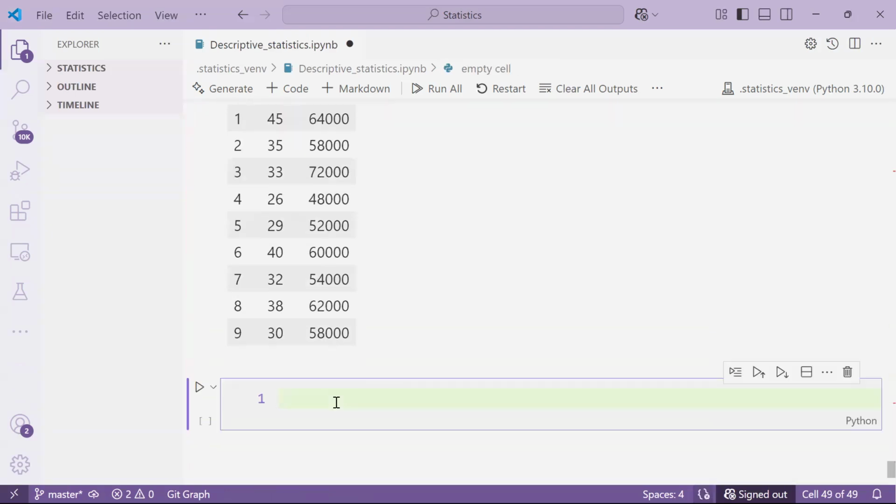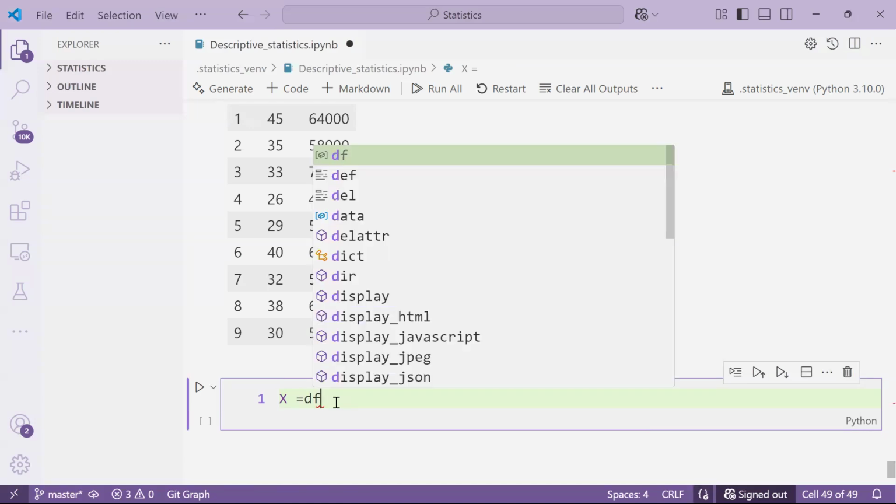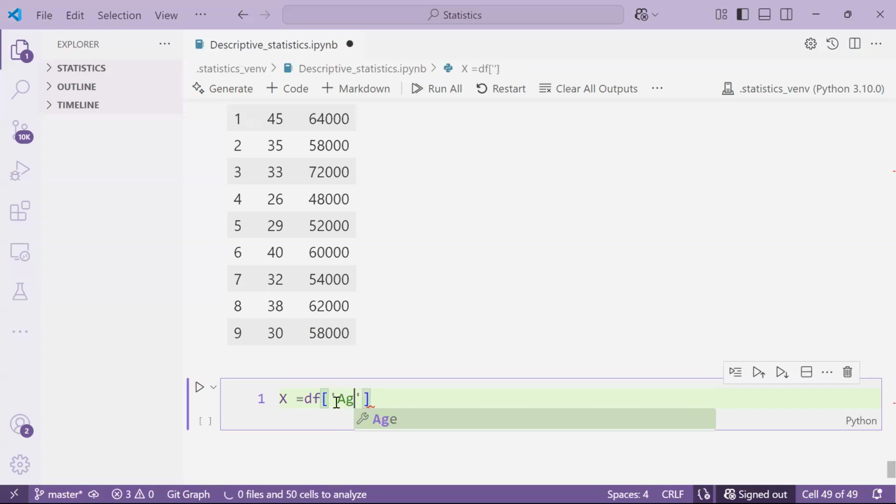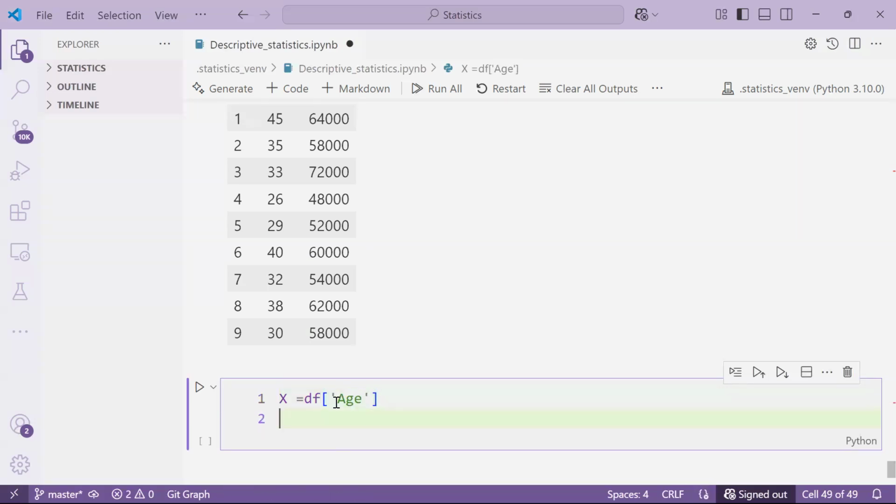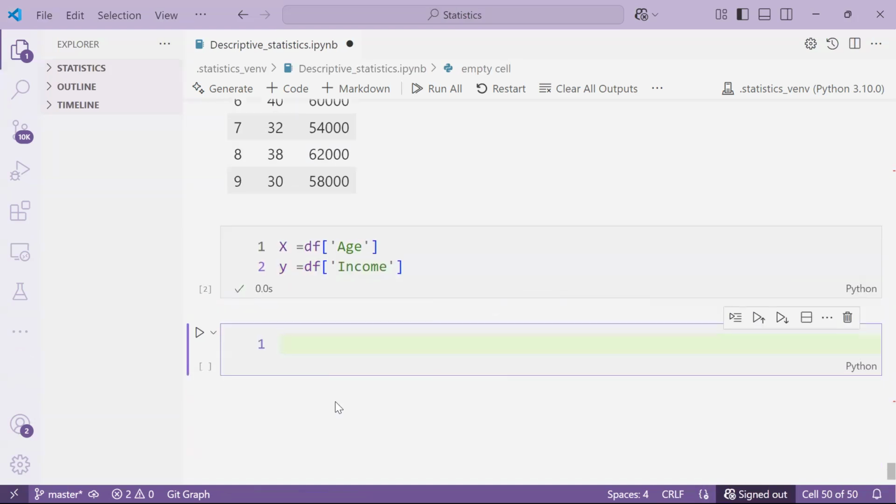Now I want to define what my X and what my Y is. My question is that I would like to understand how age is affecting my income. Then age is your X, so age is your independent variable, and income is your dependent variable. So df of income. This is how we define your x and y data.